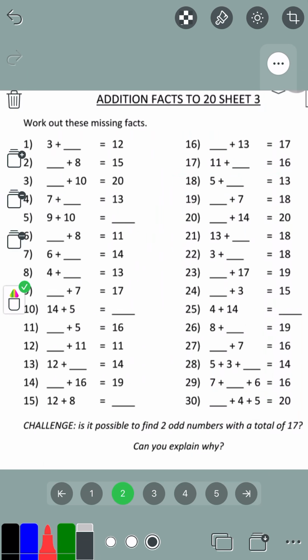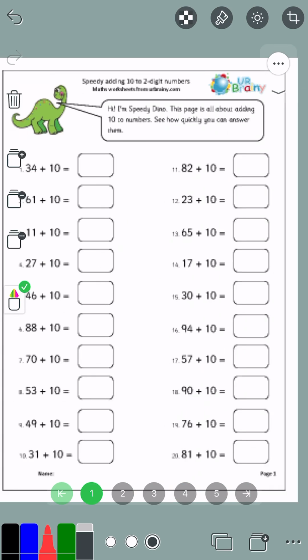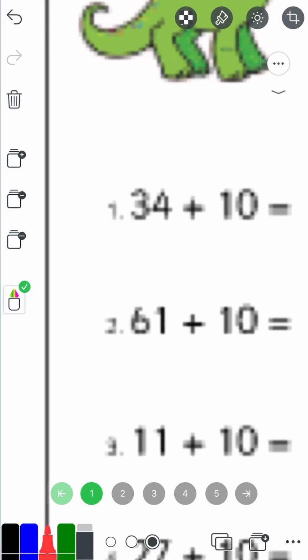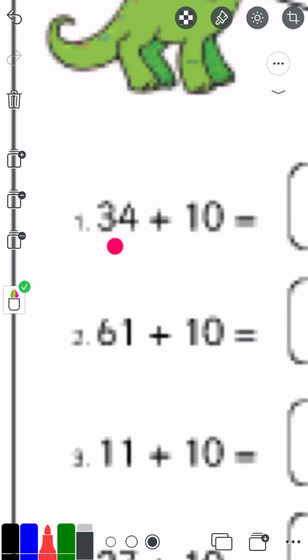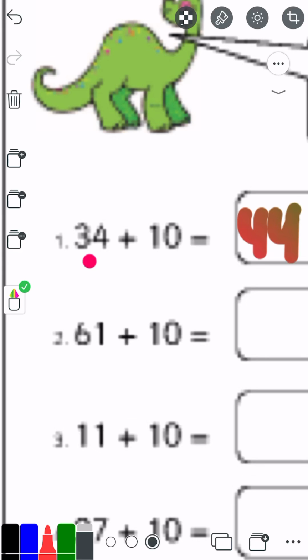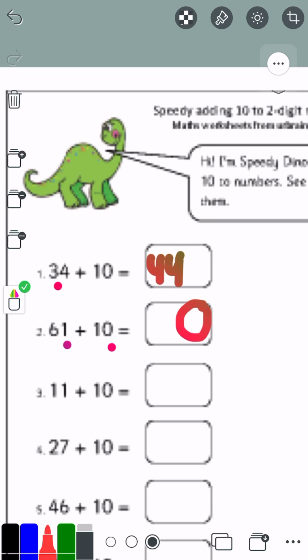What about if we have, let's take this example first, and then we're going to the last example. So 34 plus 10 equals, it's adding 1 to the tens here. So add 1 to 3, that equals 44. So we can use this method. 0 plus 1 equals 1, 1 plus 6 equals 7. Look, 0 plus 1 equals 1, 1 plus 1 equals 2.